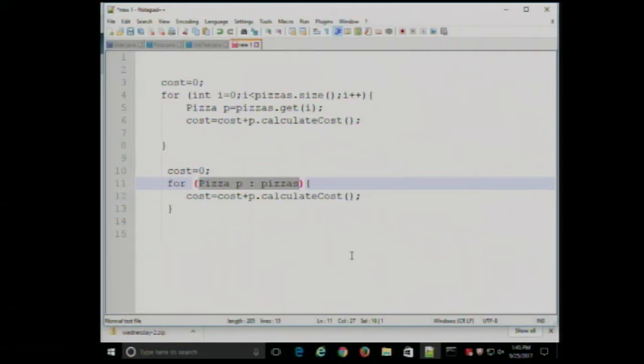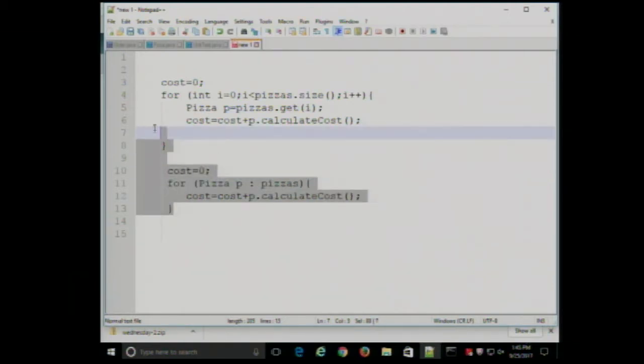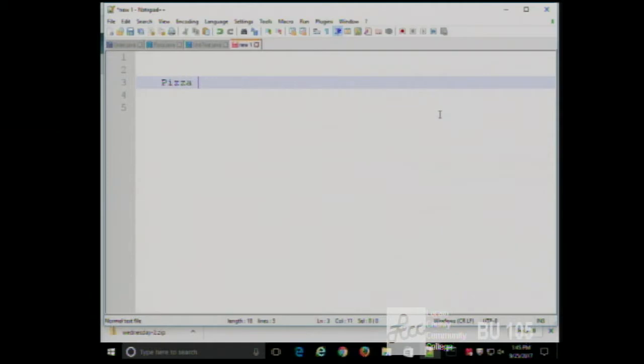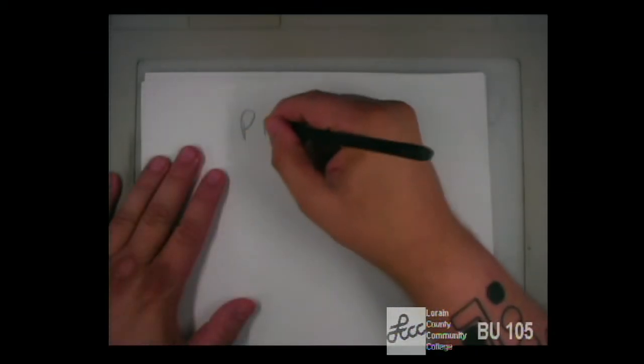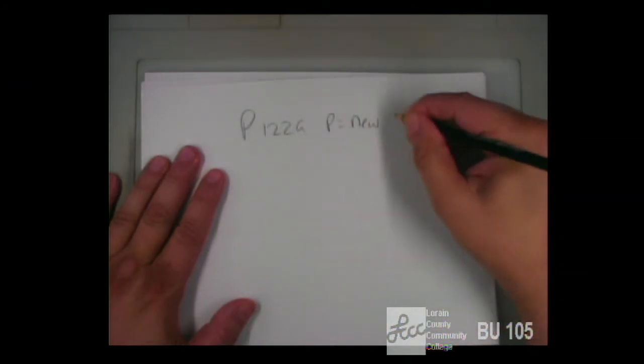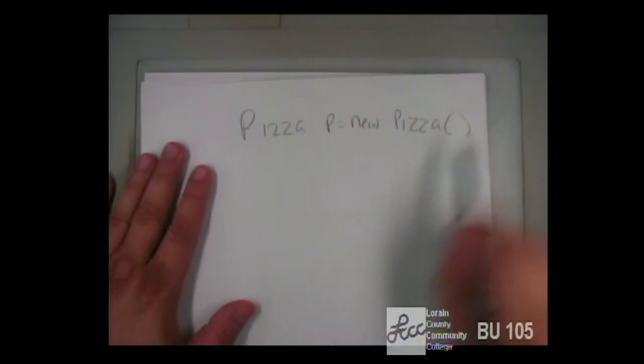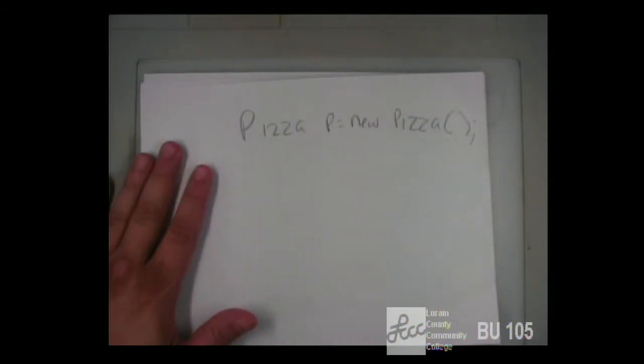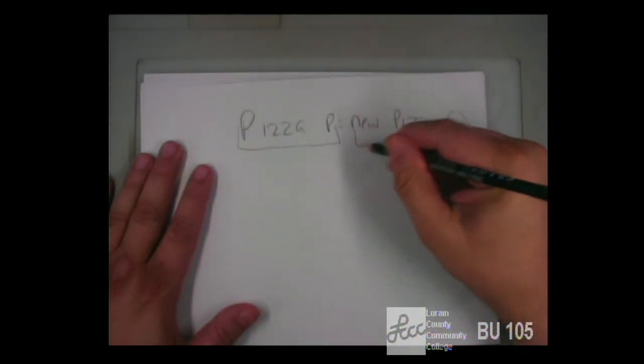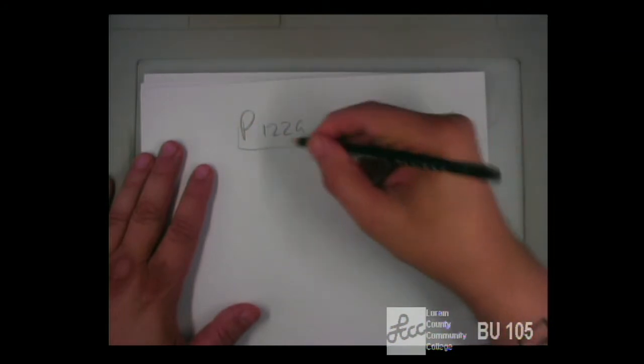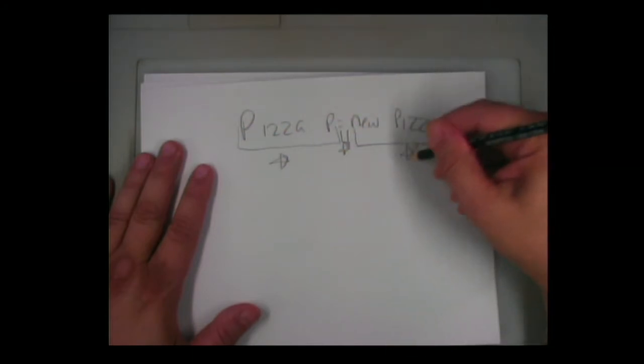All right, constructors. When we execute a statement that looks like this, we're actually doing two or three things, depending on how you count it. And we could look at them in any order. We're doing this part, we're doing the equal sign, and we're doing the new Pizza part.